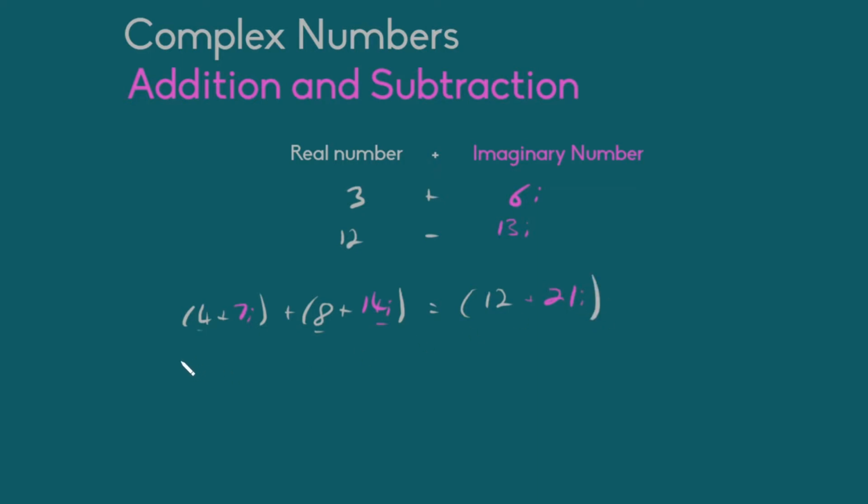So if we had 5 plus 13i minus 3 plus 10i, again, we're going to have 5 minus 3, which is 2, and 13i minus 10i, which is 3i. So we have 2 plus 3i.